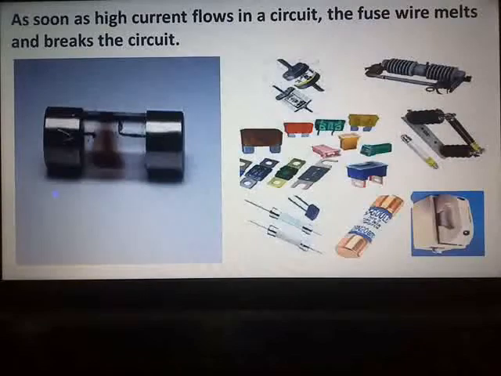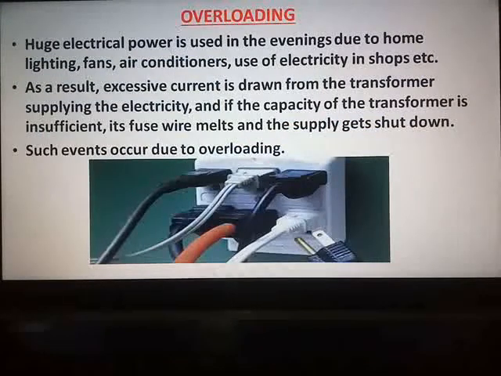Overloading, the word itself tells you, is nothing but the flow of a large amount of current in the circuit beyond the permissible value of current.